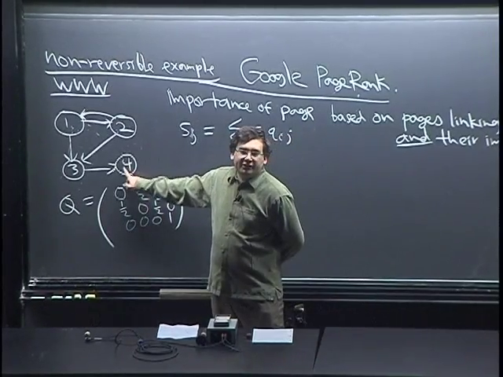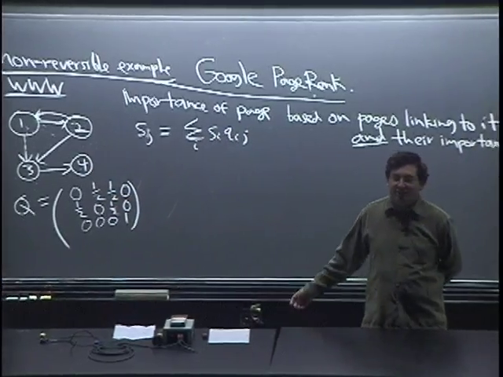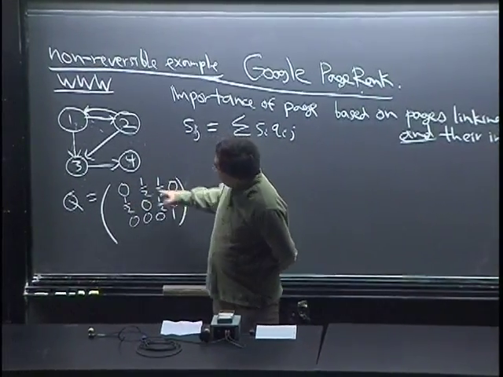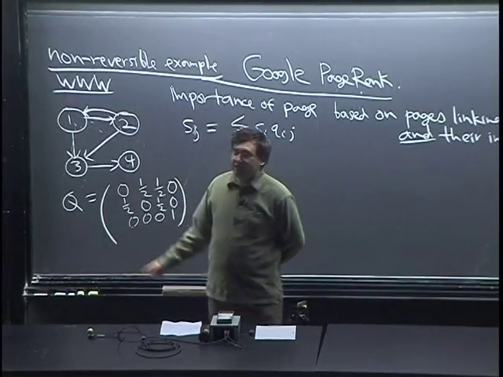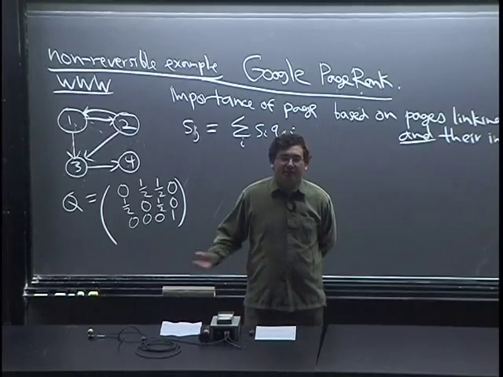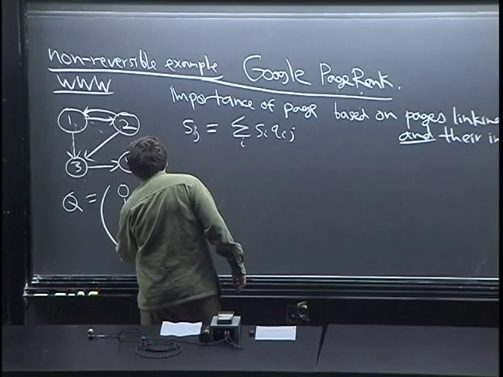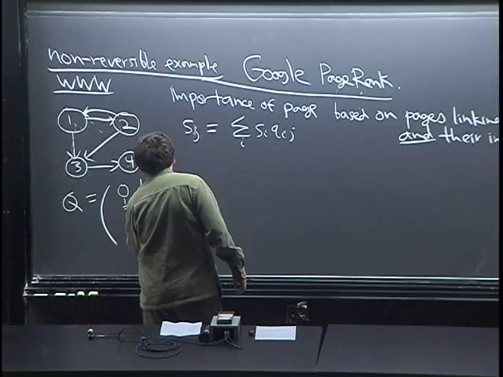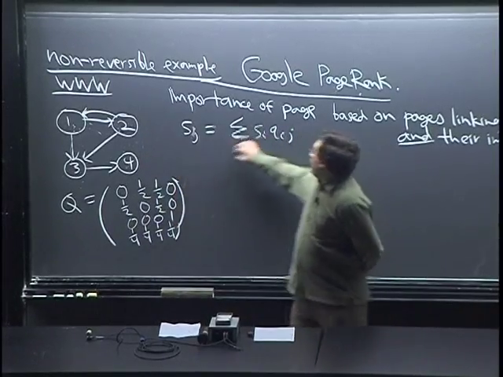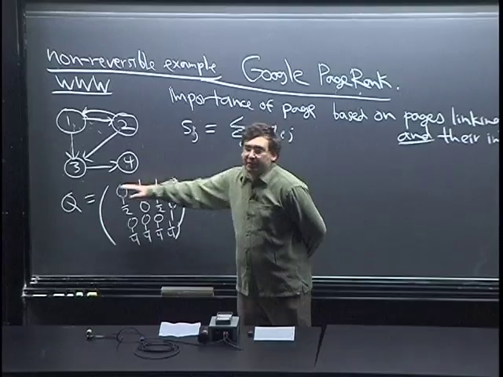Page 4 is kind of annoying, right? They don't recommend anything. They're just their own thing. But we actually want to have a Markov chain here. So we assume that from page 4, you can go anywhere on the web with equal probability. So I'm going to just change this to 1/4, 1/4. That's like if it links to everything.